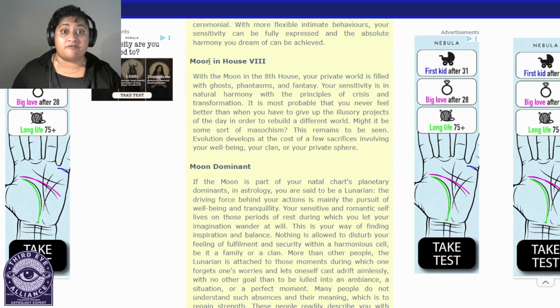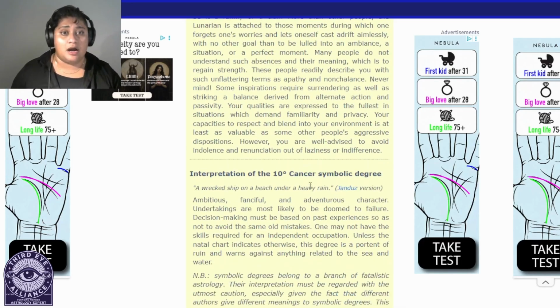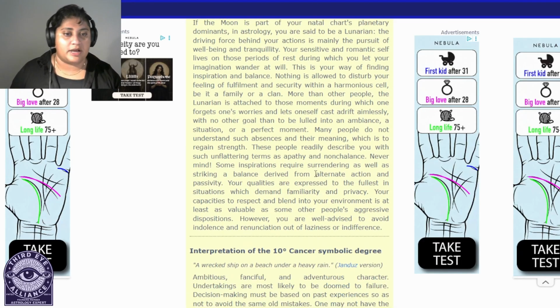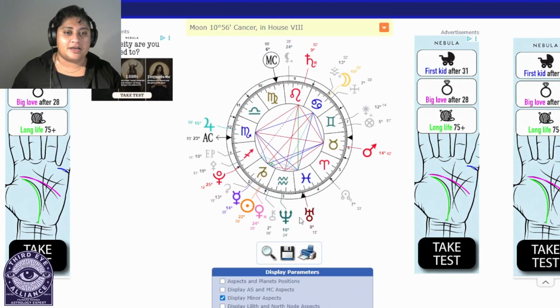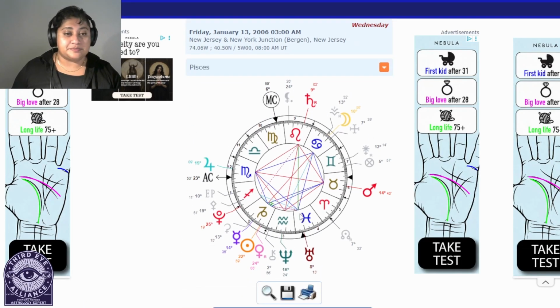Okay, whatever house the planet is in, we can see what that means, right? If you have a dominant moon, like what that means, right? Listen, I've been using this site for 15 years. I have learned so much just by playing around on this site. And you can too. Okay.